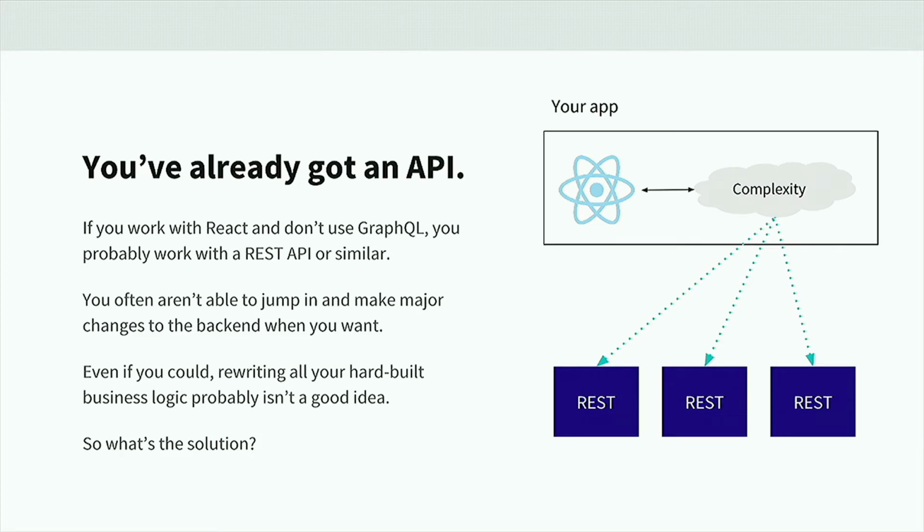Because you've already got an API inside your app. How many of you folks have a REST API that you're working with inside your company right now? OK, that's most people. And I assume people that didn't raise their hands weren't paying attention, because everyone's got a REST API. And sometimes as a front-end developer, you're not really allowed to jump in and make changes to that API really quickly. You kind of have to work with what you've got. And even if you could go and rewrite your API, it probably wouldn't be a good idea, because you've got all this business logic that's been built up over years and years. Sometimes you don't even know what it does.